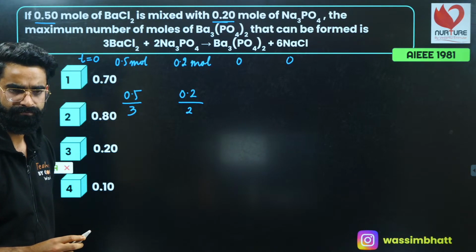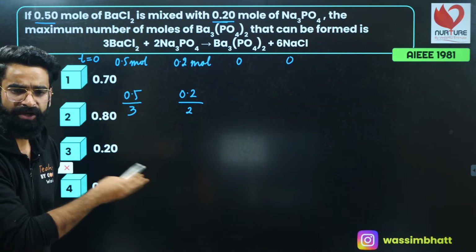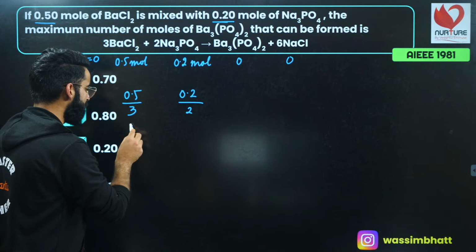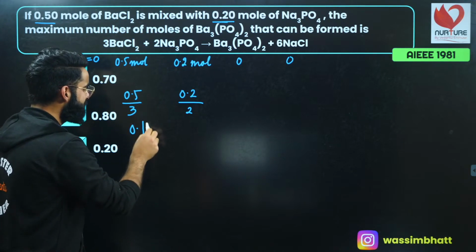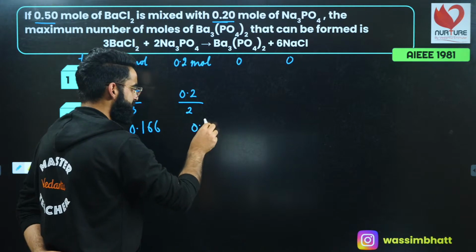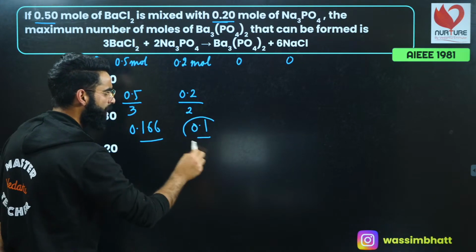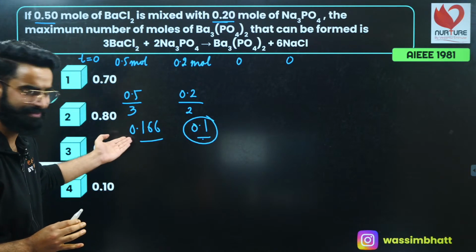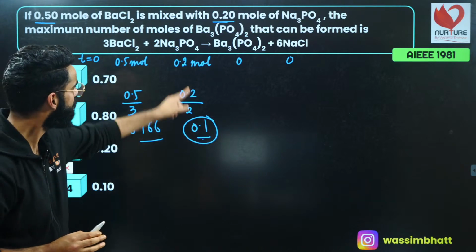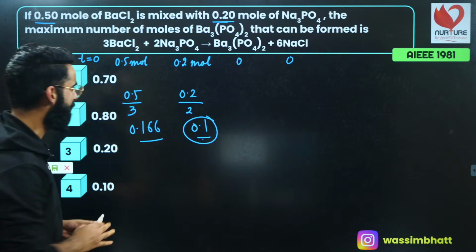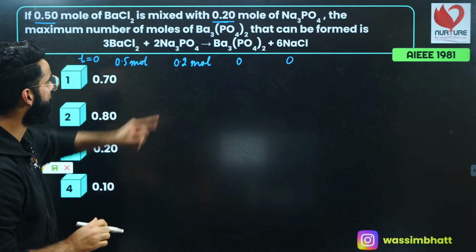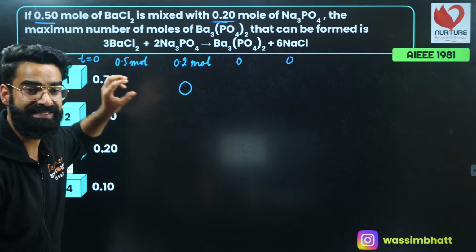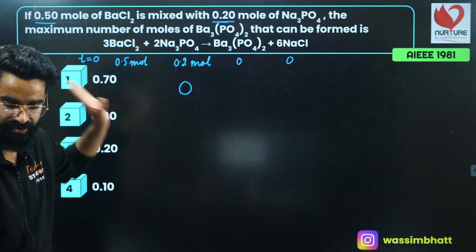Yes? Yeah? So which value will come out to be lesser? See guys, 0.5 divided by 3 is going to be 0.166 something like this, and 0.2 divided by 2 is simply 0.1. Which value is lesser among the two? 0.1 is lesser, so Na3PO4 is going to be my limiting reagent, right? 0.1 is less than 0.166, right? The one which gets the lesser value will be my limiting reagent. So Na3PO4 is my limiting reagent. If Na3PO4 is my limiting reagent, it would have got completely consumed in the reaction. So I'll be left with 0 moles of Na3PO4 at the end of the reaction, yeah?